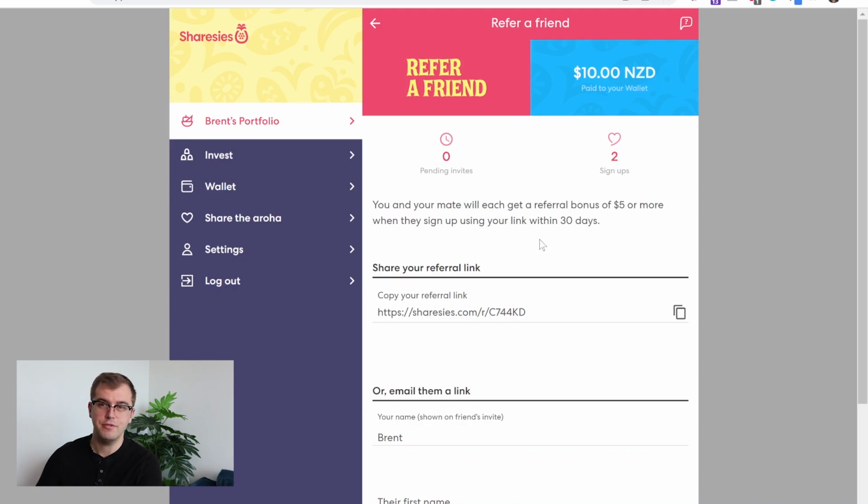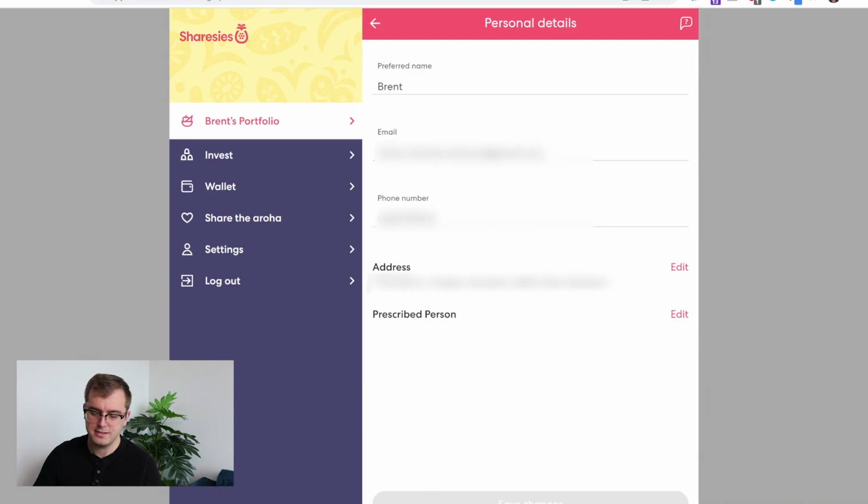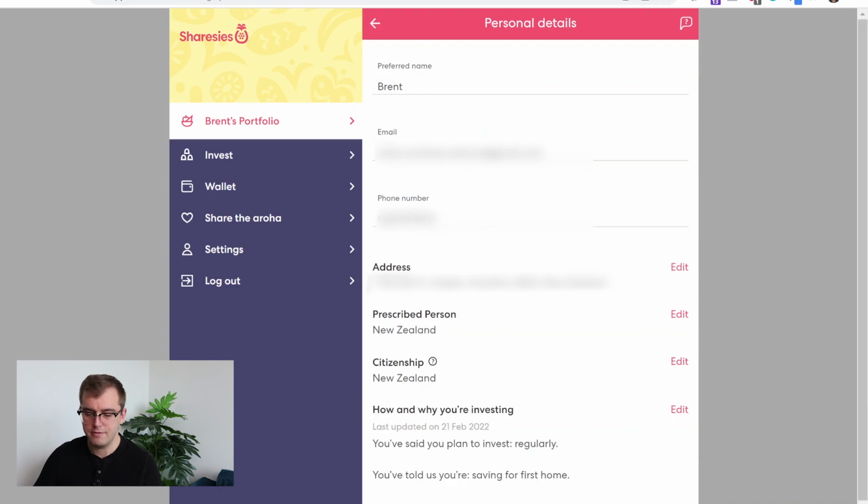And the last option we have in the sidebar is settings, and this is where we can find any information relating to our portfolio and our personal information. For example, we have our personal details here, which is looking at our email, our phone number, our address, citizenship, and some questions around why we're investing. And if any of these need to be updated, you can simply do that on the screen.